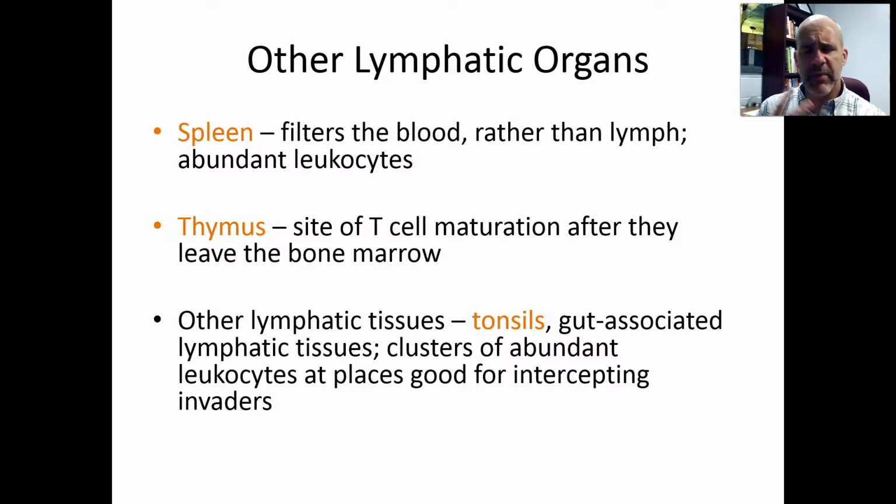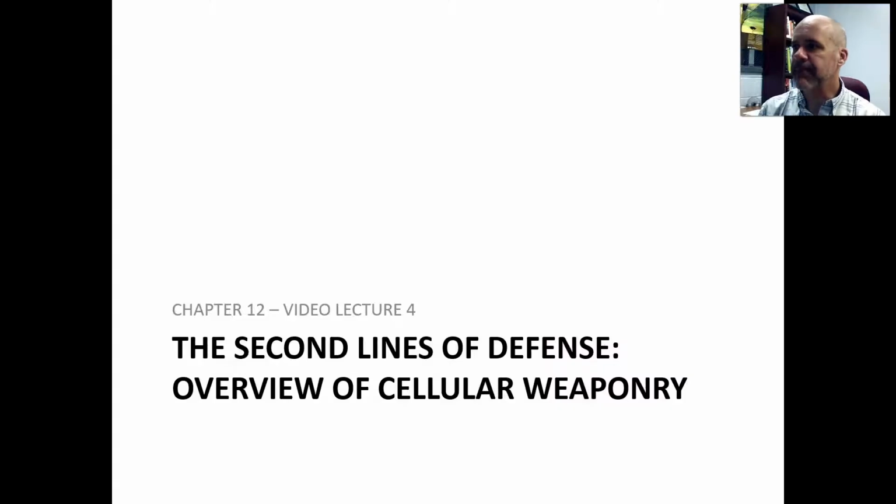So you have some of these little patches of lymphoid tissues along the inside lining of the respiratory tract as well. So you just want to think about these lymphatic tissues being stationed in places where you need white blood cells congregating because they're good places to intercept microorganisms that are invading the body.